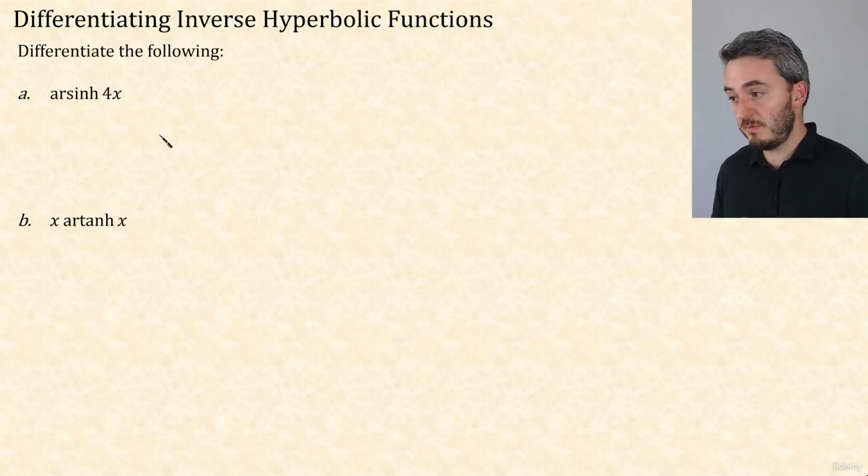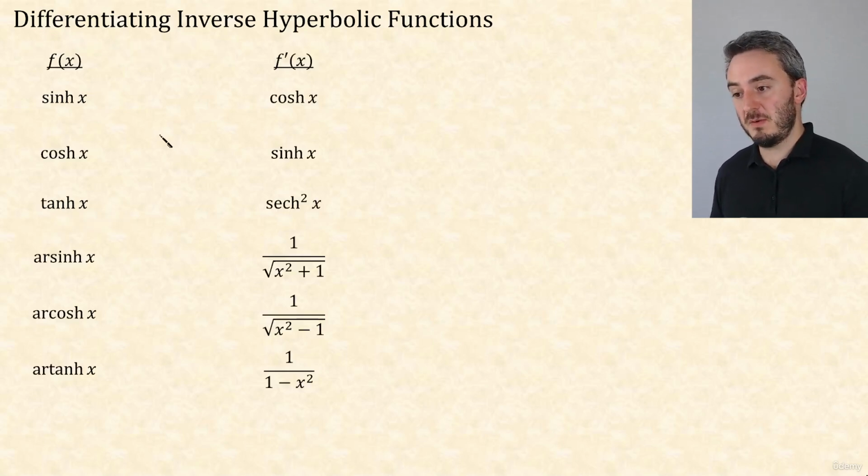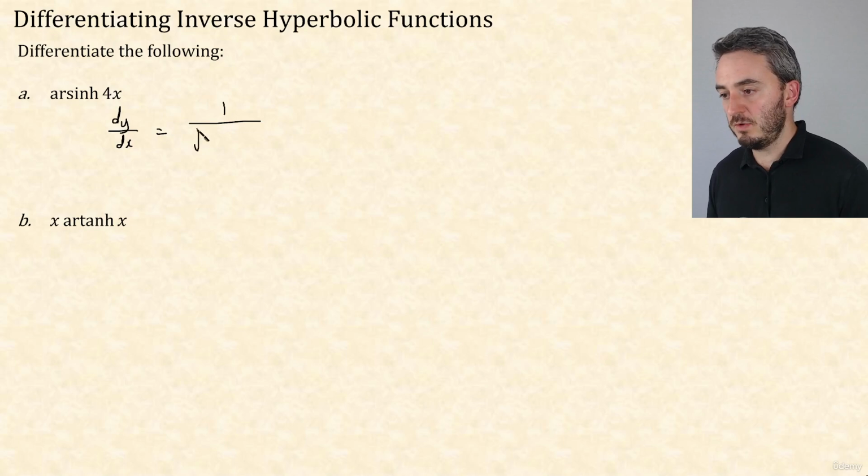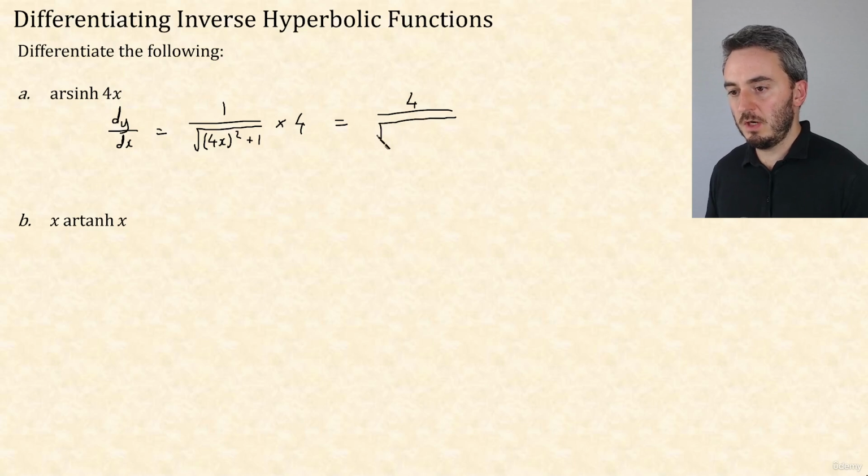Remember, the derivative of arsinh x, if we go back and consult our cheat sheet, is 1 over root x squared plus 1. So the derivative of arsinh 4x is going to be 1 over the square root of 4x squared plus 1 times the derivative of 4x, which is 4, giving us 4 over the square root of 16x squared plus 1.